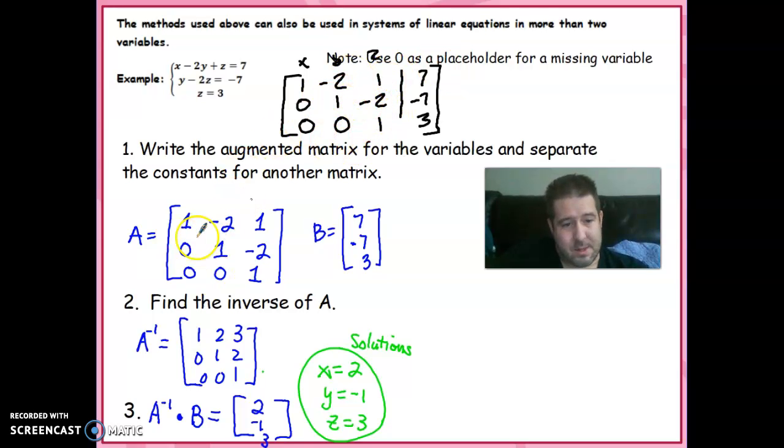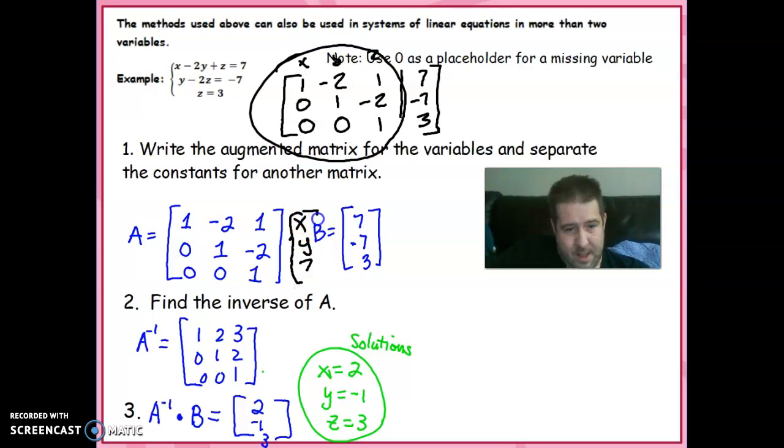Now, I'm actually going to separate this into matrix A, which is right here. And then it's going to get multiplied by x, y, z. And that's going to give you your answer, which is going to be matrix B, which is right there.